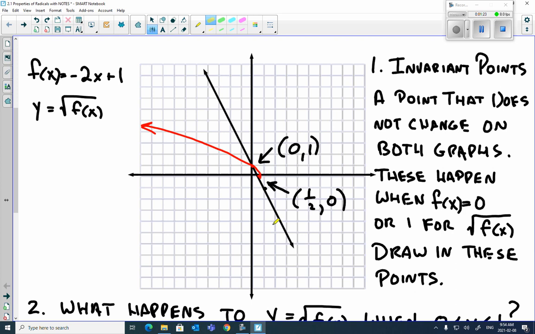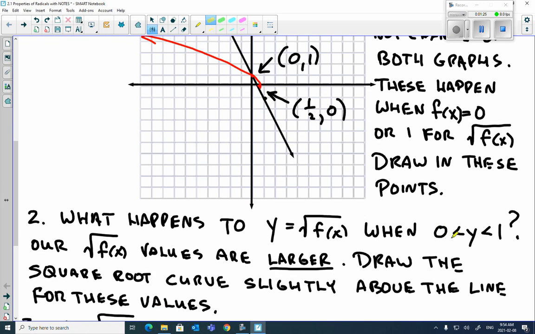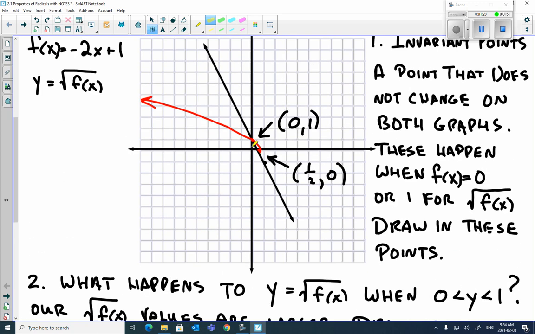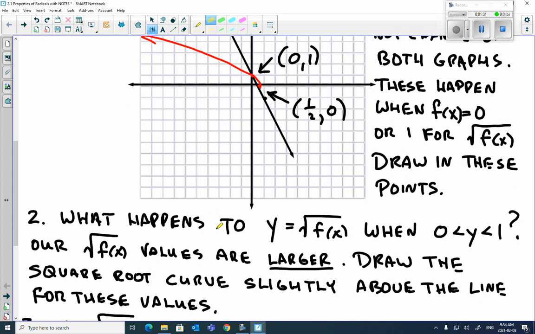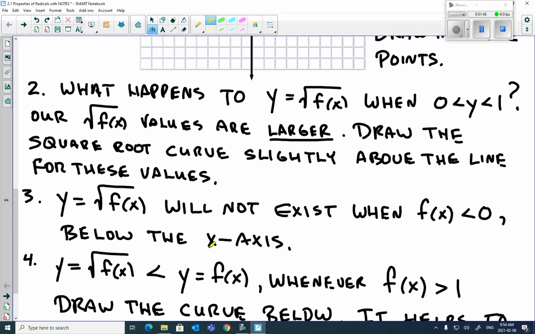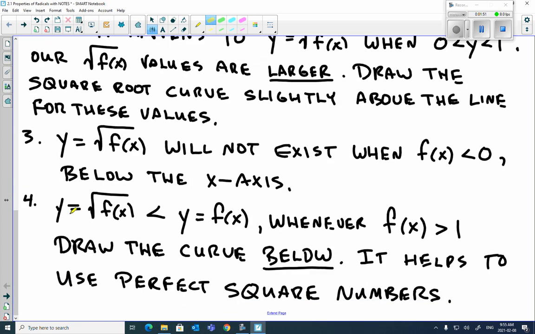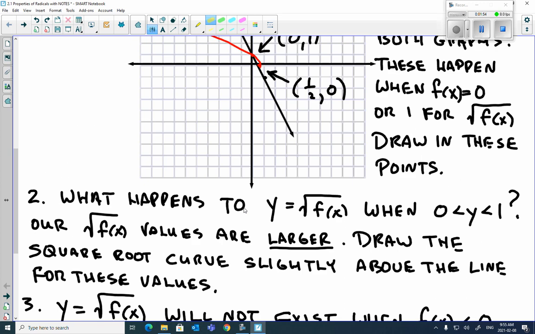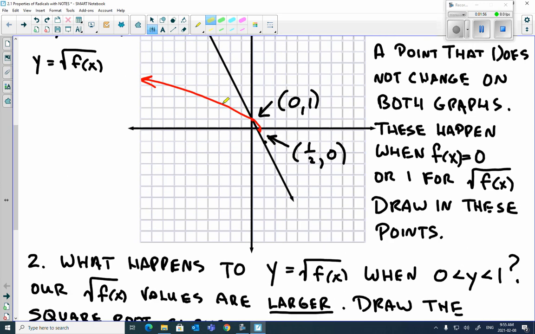Now, what happens between 0 and 1 on the y-axis? If you actually graph it out, the values are larger, so you draw the square root curve slightly above the line. You can see there's a slight bump right here. Then, what happens below the x-axis? We know it doesn't exist there. And when we are going greater than 1, it's just a slow curve off in this direction. So this is the general shape.